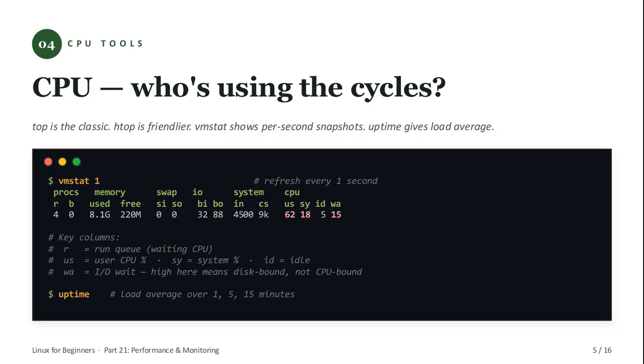The classic tool is top. Htop is a friendlier color-coded version, and vmstat gives you rolling per-second snapshots. That's what you're seeing here. Watch the r column for the run queue. That's your saturation signal, processes waiting for a core. And keep an eye on wa. High I/O wait means the CPU is actually idle, twiddling its thumbs while the disk catches up. Finally, uptime gives you load average over 1, 5, and 15 minutes. Perfect for spotting whether things are getting worse or recovering.